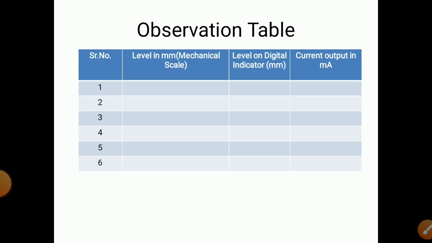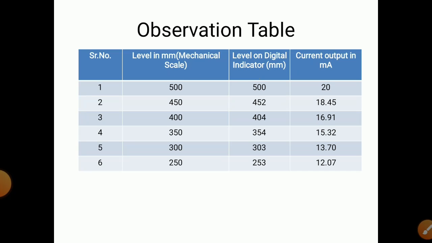Now this is the observation table for the experiment. So what is first? Level in mm, that is the mechanical scale. So manually with the mechanical scale we have to note down the levels. And digitally we have to note down the readings in the second column, level on digital indicator. And at the end, current output in milliampere, this also we have to note down. This we can measure at the output terminal. So this is the observation table.